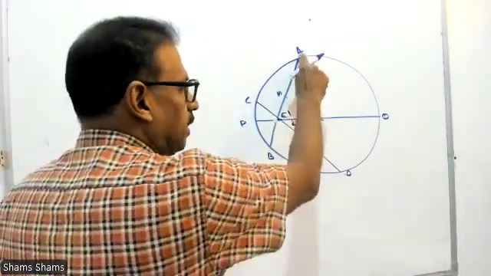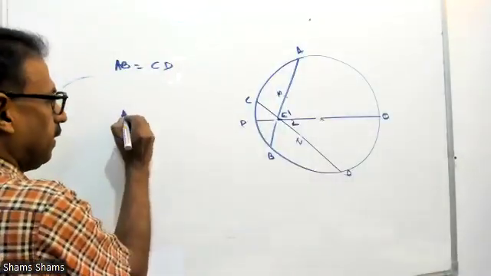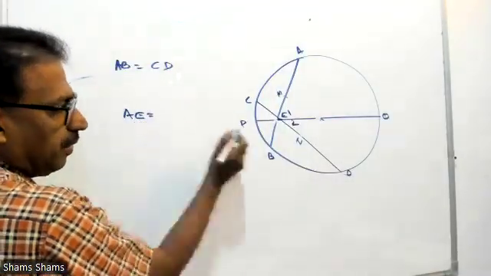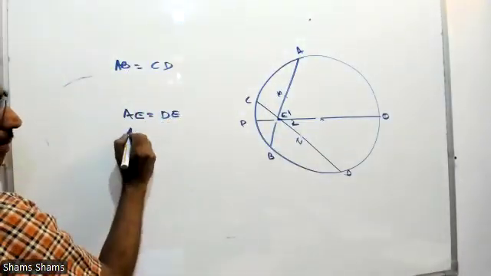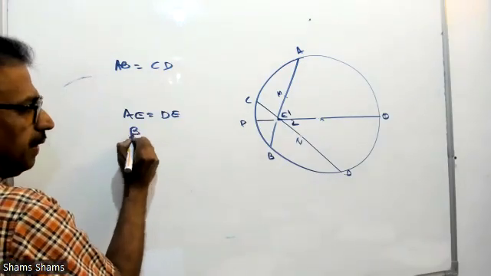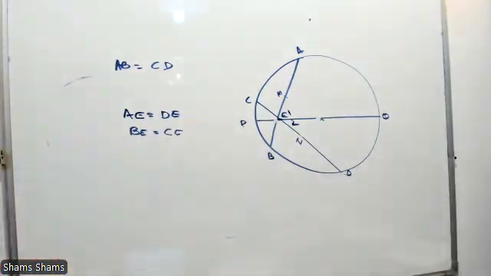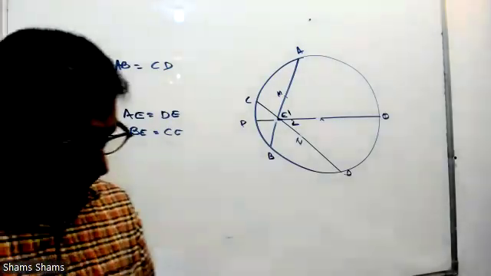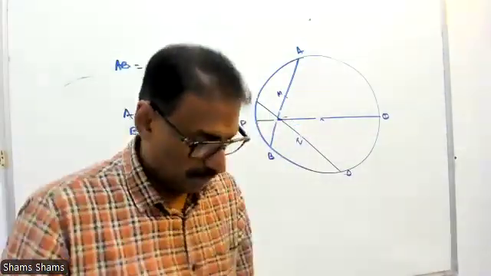Now, the construction. Given is what? AB equal to CD. To prove what? AE equal to DE, and then BE equal to CE. This is the only method. Okay, perfect. One and two are not given.